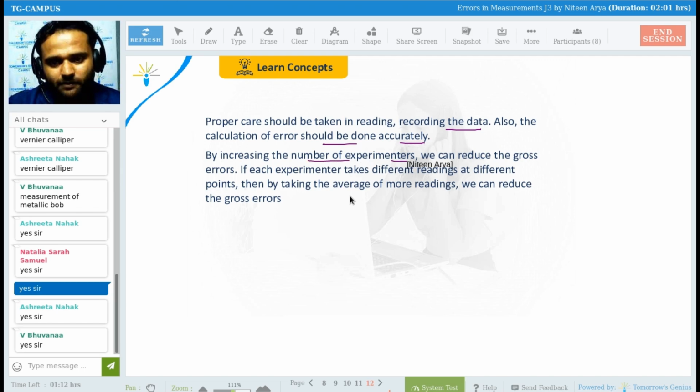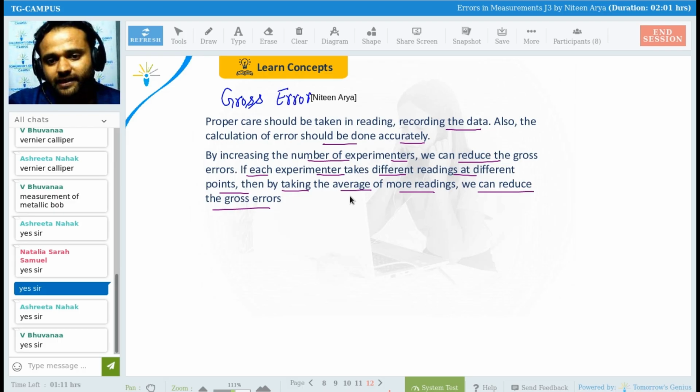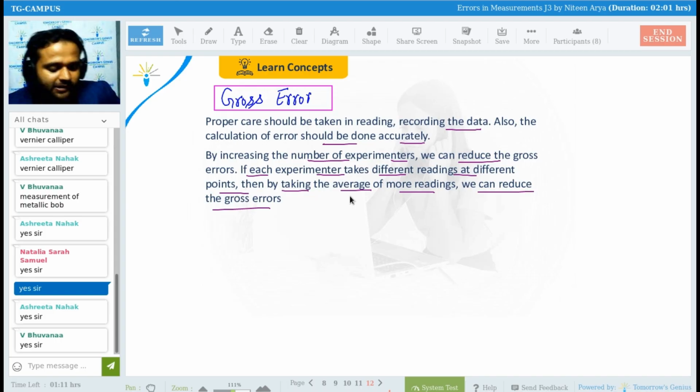By increasing the number of experimenters, or experiments, we can reduce the gross error. If each experimenter takes a different reading at different points, then by taking the average of more readings, we can reduce the gross error. It is general, not only for gross error. That is the science of taking so many readings for a simple experiment. Maybe you have asked or not asked your lab assistant why you take 5, 10, 7, 8, 9 readings for the same thing. Because whenever you take readings, there is 100% surety that error is going to come. If you have no error in your instrument, you are doing copy paste, as simple as that.